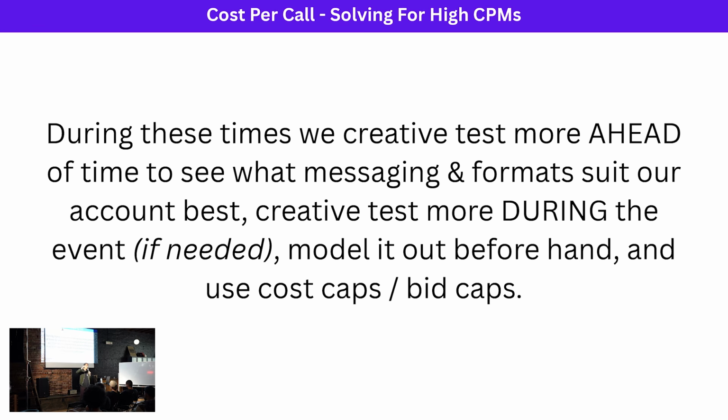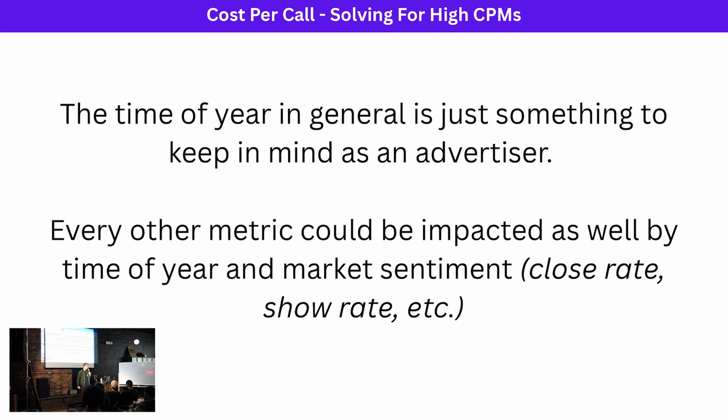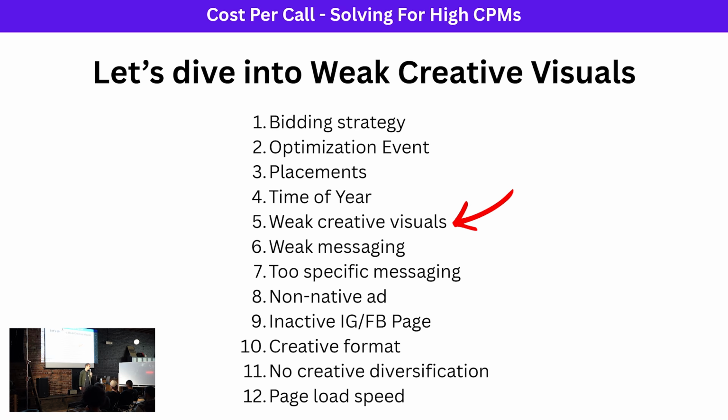And then we'll also model things out. We'll go through and be like, all right, if our CPMs are gonna be double, what does the rest of the funnel look like? And we'll project spend out based upon that. And also again, during that time, cost caps, bid caps. So time of year in general is just something to keep in mind as an advertiser because every metric could be impacted during that time of year, close rate, show rate, everything.